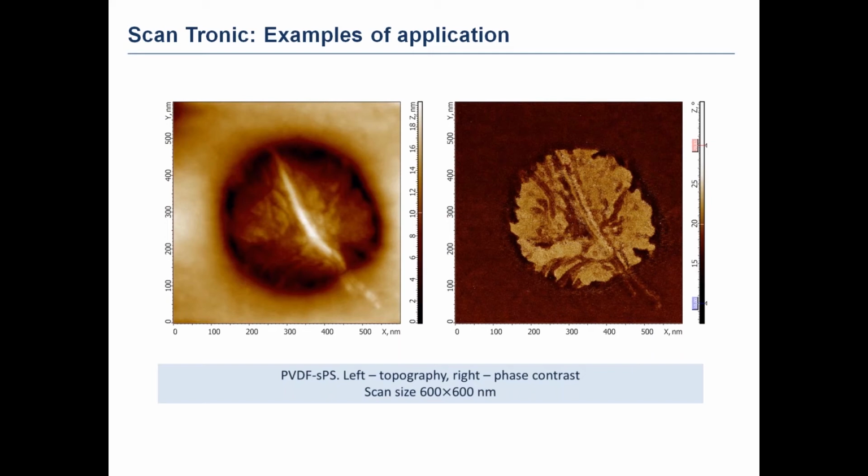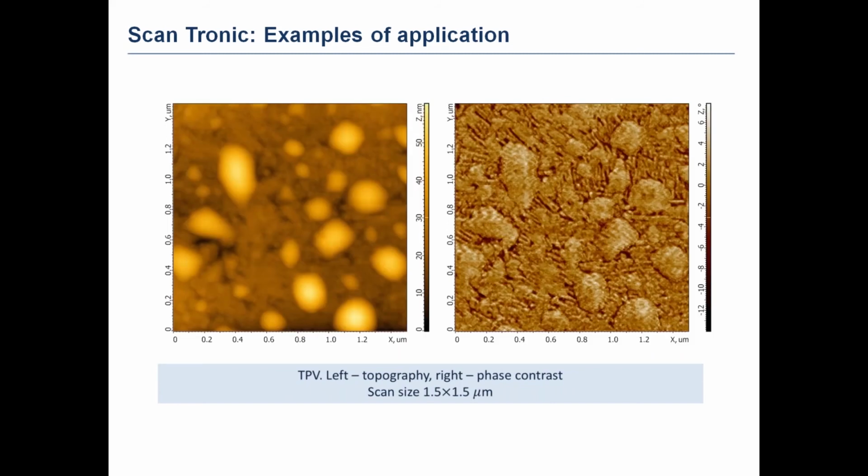600 by 600 nanometer slides clearly show some details of this structure. And another example is thermoplastic vulcanizate. Once again, the topography is in the left part, and in the right part there is a phase contrast. The scan size in this example is 1.5 by 1.5 microns.